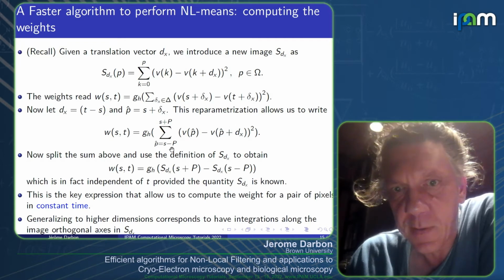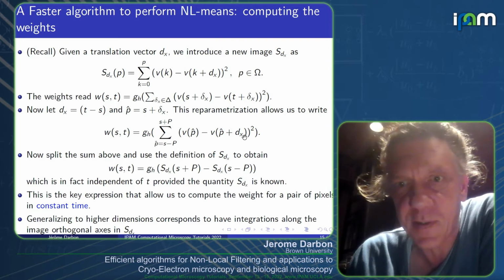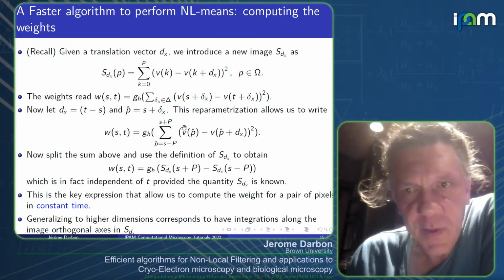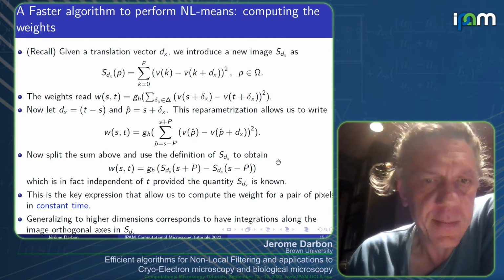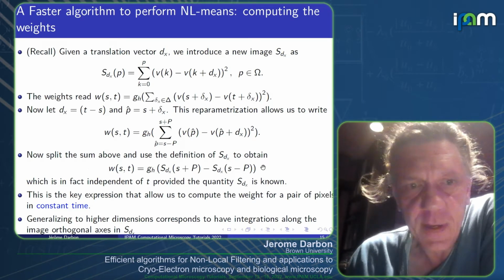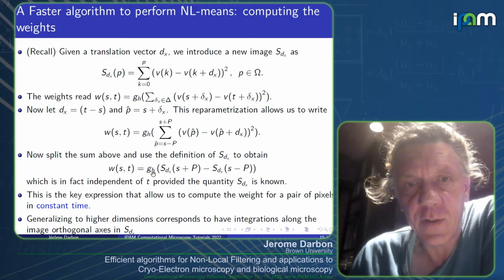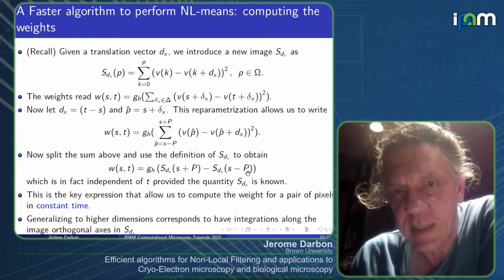And now I got a sum. And then I see the vp hat and minus vp hat plus t squared. You work out the formula, you split the sum, you expand the square, and collect the data. And you arrive at this very simple expression for the weights. It's your nonlinear function gh applied at the quantity sdx that we computed before, at s plus p minus sdx evaluated at s minus p.